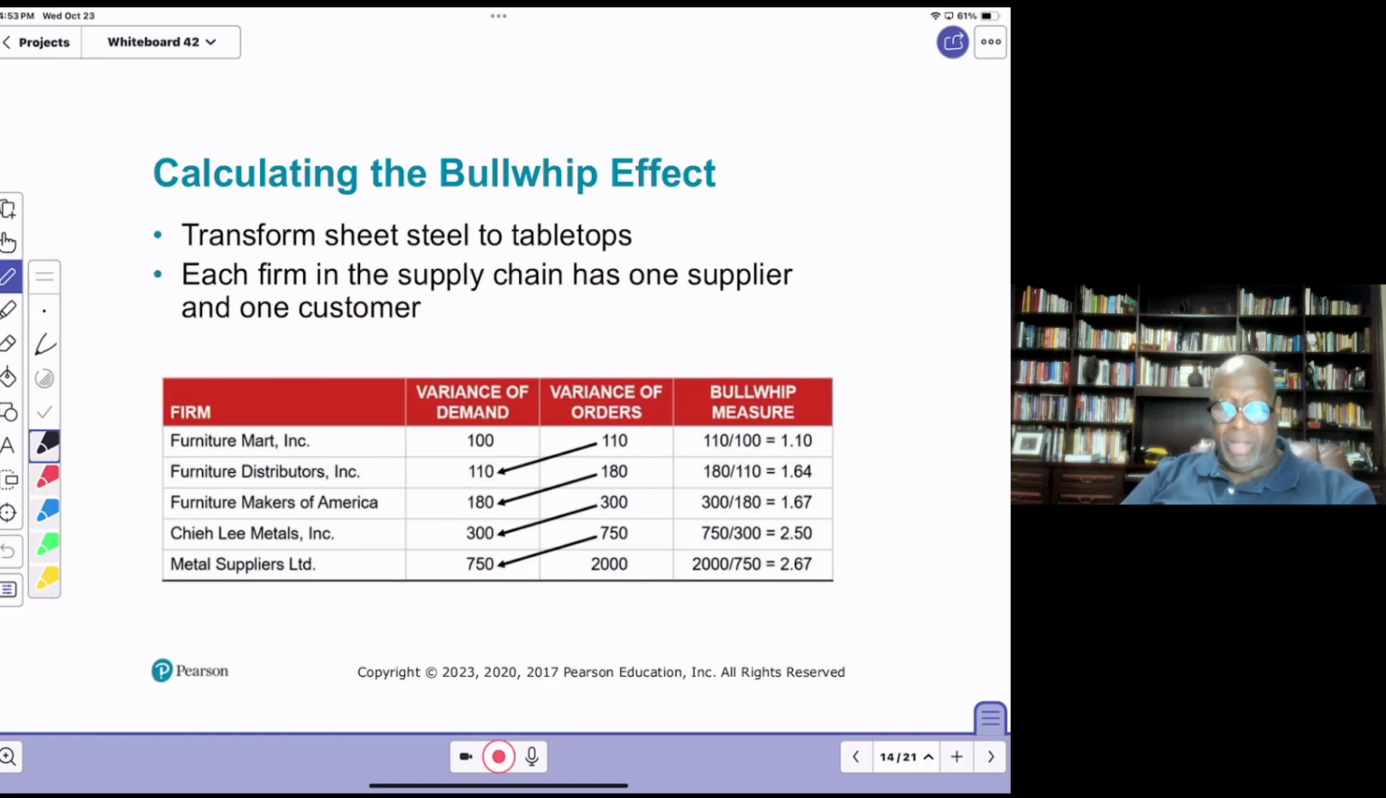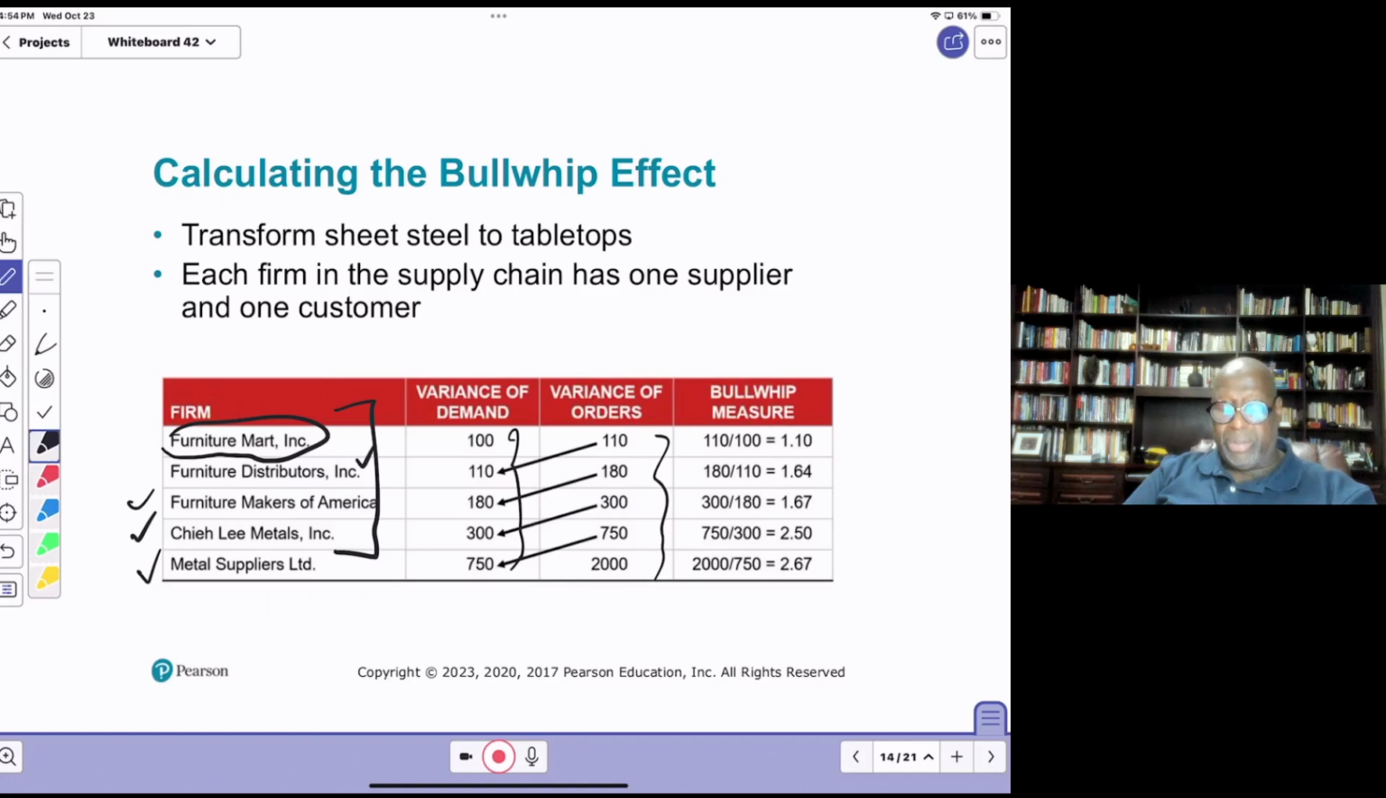And this is just an example. Here's an example of one firm, and you have the retailer, Furniture Mart Inc., which gets its products from a distributor, which then gets it from a furniture manufacturer, and then these are the raw material suppliers, and then you could see the variance of the demand versus the variance of the orders.